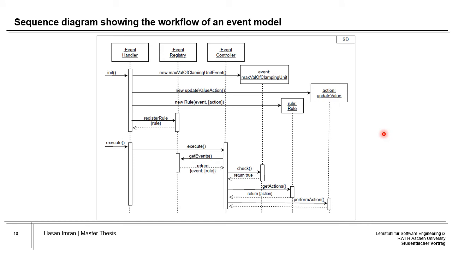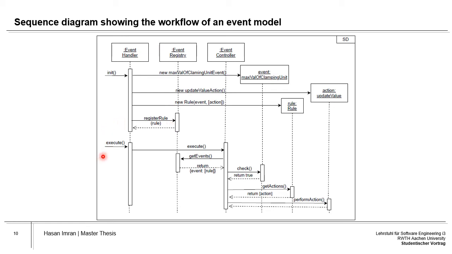How an event model works. At first we have an initialization function which creates a new event. Then we have a new update. We create a new action, and then we generate a new rule, and the event registry then registers this rule.